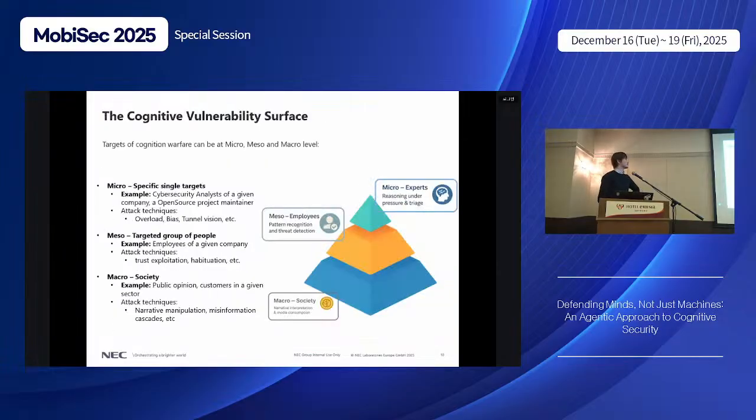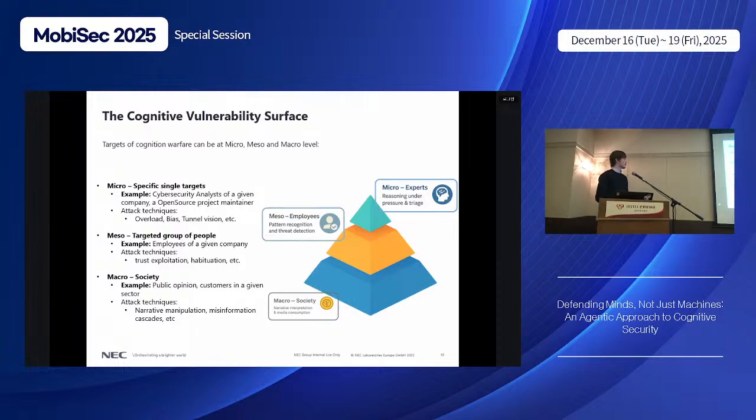So if we analyze the cognitive vulnerability surface, we can see that the targets of cognitive warfare can be divided into three levels: micro, meso, and macro. The micro level would correspond to a single specific target, like in our example from before, it was the single maintainer of the open source project. There, some possible attack techniques could be overloading with work, giving tunnel vision to the maintainer, etc.